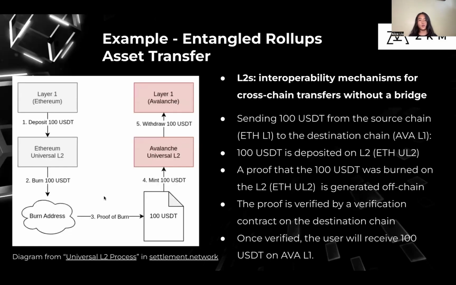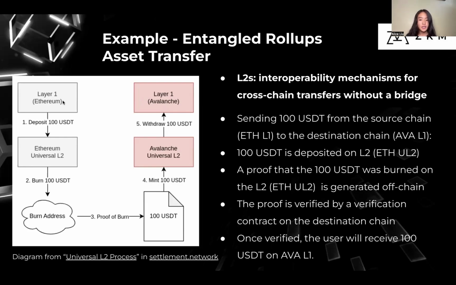Now, looking at how this all works in an example, well, ZKM, just as a note, is building an entangled rollup network where L2s can be used as interoperability mechanisms to facilitate the cross-chain actions without actually having to implement a bridge. In this case, say that we want to transfer 100 USDT between two different networks. So from Ethereum to Avalanche, for example, using this universal L2 system.